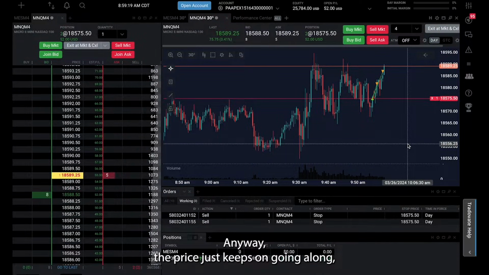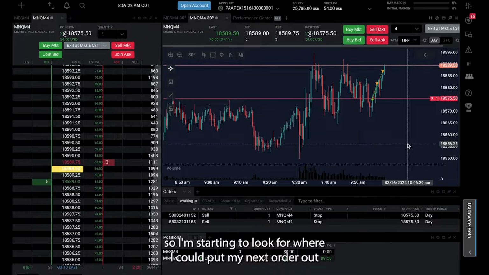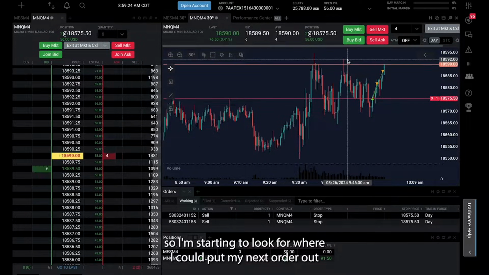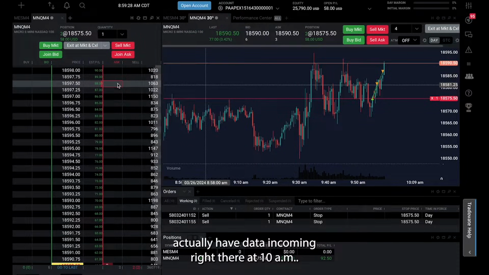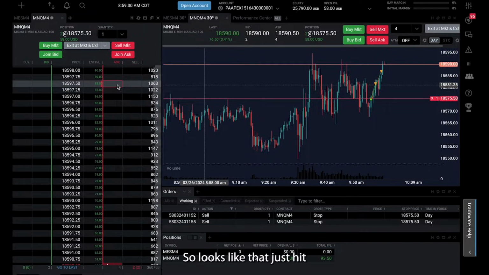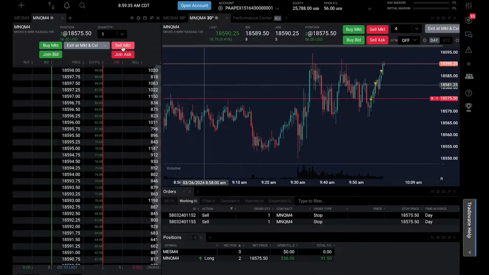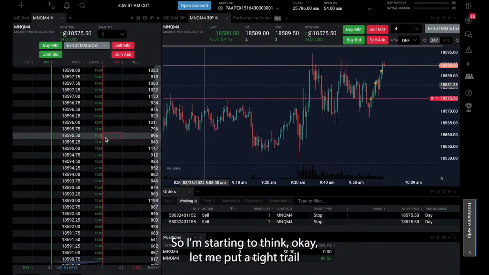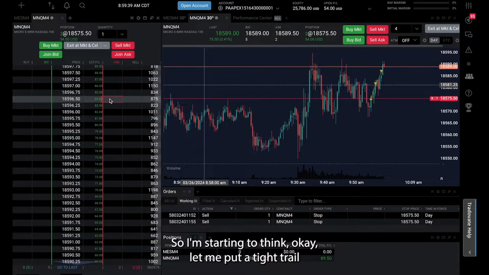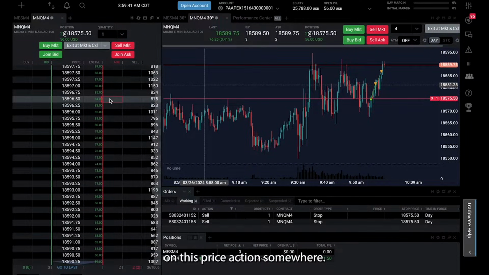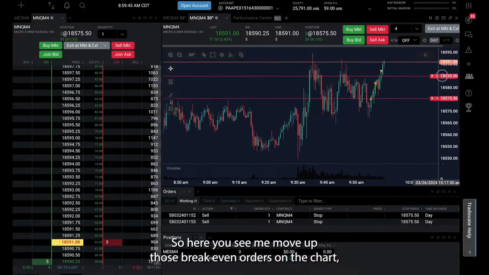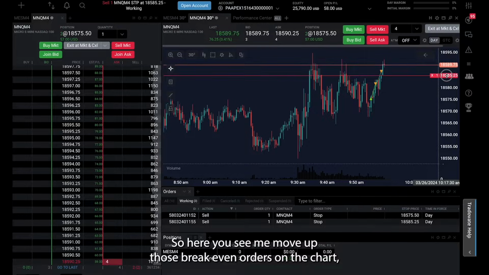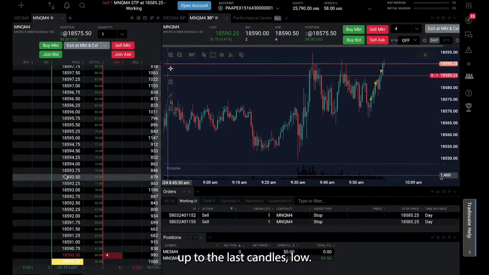Anyway, the price just keeps on going along, so I'm starting to look for where I could put my next order out. And we actually have data incoming right there at 10 a.m. So looks like that just hit or is about to get hit. So I'm starting to think, okay, let me put a tight trail on this price action somewhere. So here you see me move up those break-even orders on the chart up to the last candle's low.